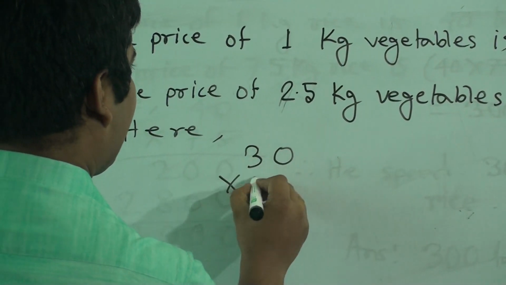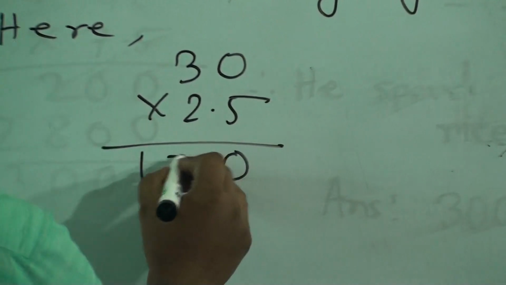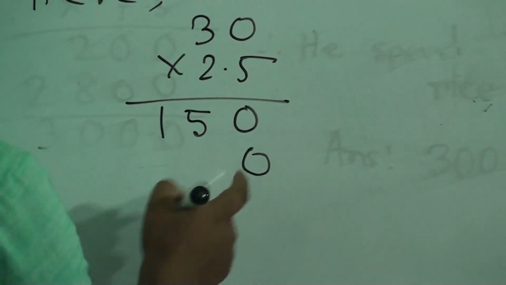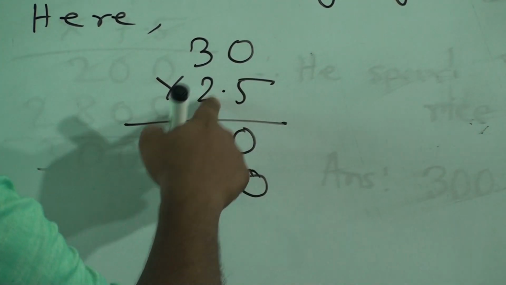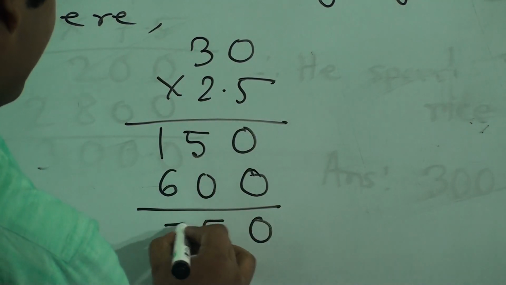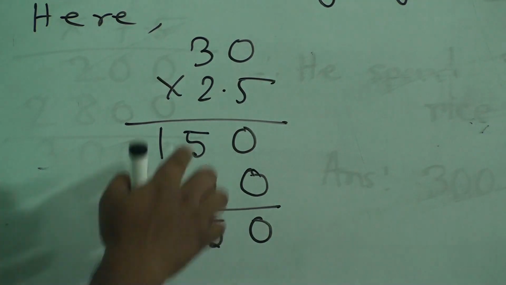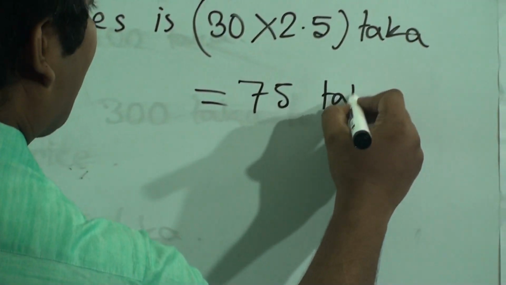30 multiplied by 2.5. 5 zeros are 0, 5 threes are 15. 0 in the ones place is done, so write 0. 2 zeros are 0, 2 threes are 6. So 0 5 7. As after the point there is only one digit, we place the point here. So 75. So 75 taka.